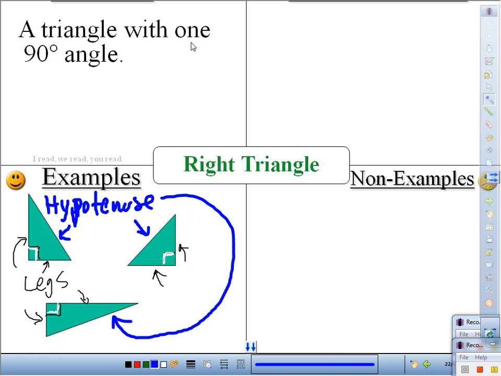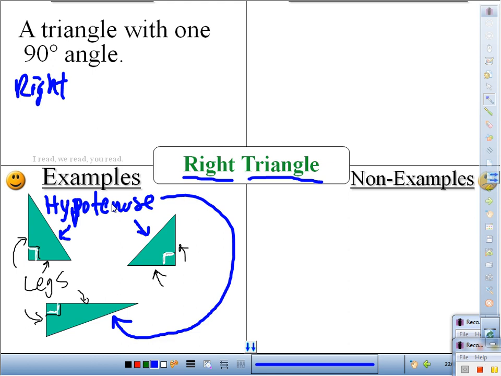It says, a triangle with one 90-degree angle. Another term that we use for 90-degree angle is a right angle. So that means if a triangle has one right angle, it is known as a right triangle. That's kind of obvious, right? Get it right? All right. So any questions on right triangles?